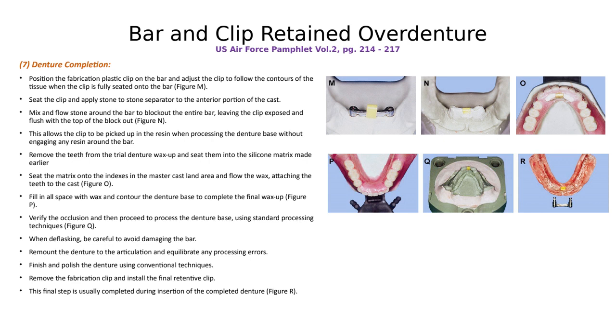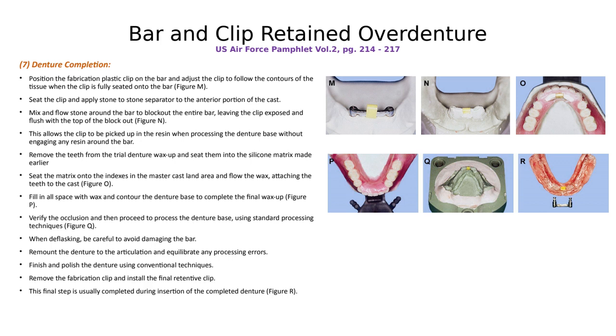Like I said, there are many different types of bar designs. This is the most simple and straightforward design, but we can design a bar that goes through the length of the ridge, and also it's more complicated when we have a cantilever portion, especially on the posteriors.